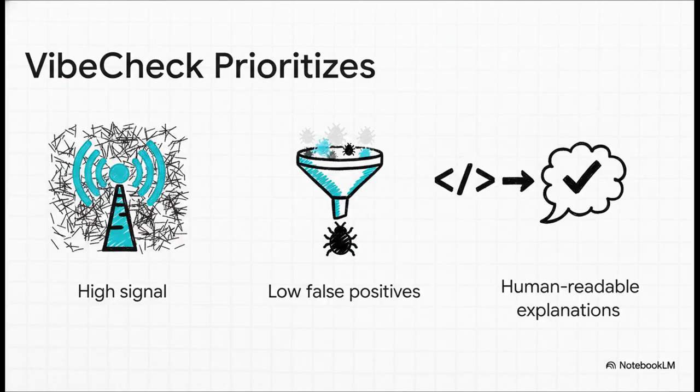And really, this is what makes VibeCheck so different from the big enterprise tools. It is not about finding every single possible issue under the sun. It's all about these three things. First, high signal, so when you get a warning, you know it's legit. Second, low false positives, so you're not wasting your precious time chasing ghosts. And finally, human-readable explanations. You can actually understand and fix the problem without needing a PhD in cybersecurity.